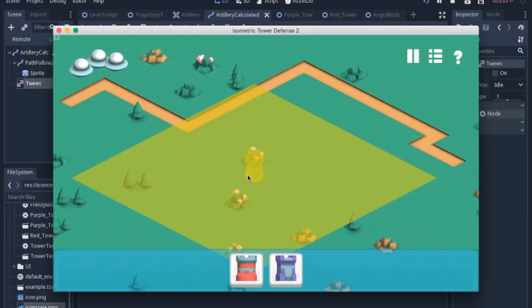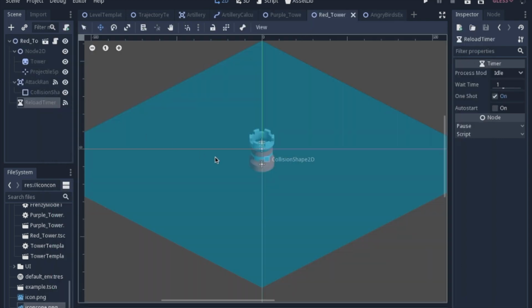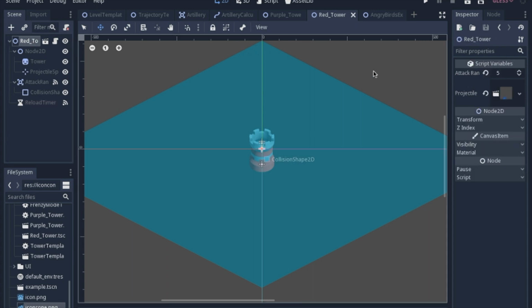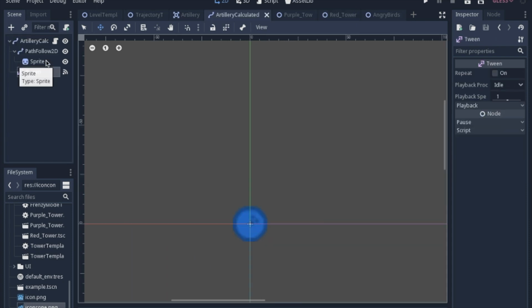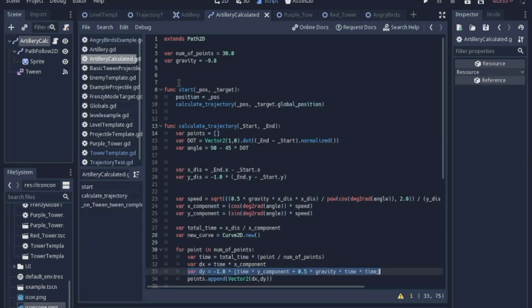So how do we use that information to make a tower that's actually going to use that calculation? We're not actually going to change anything about the tower. We're just going to be changing the projectile. So instead of creating a line 2D, we're actually going to make a path. This path, just like our line 2D, does not actually have the curve that we need. We're going to create that curve when it is created, and then we will set the path follow along that path, which is going to be just a simple sprite, and we're going to use that tween to actually move it along. In my previous videos, I've made other projectiles.